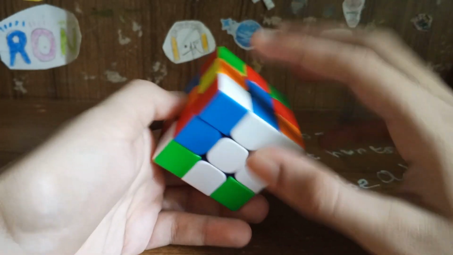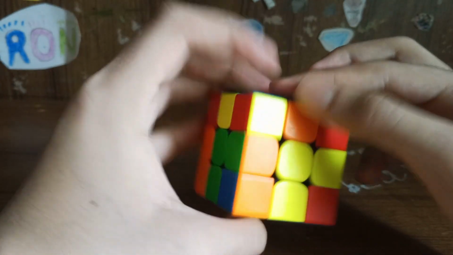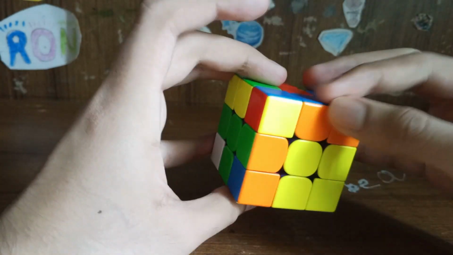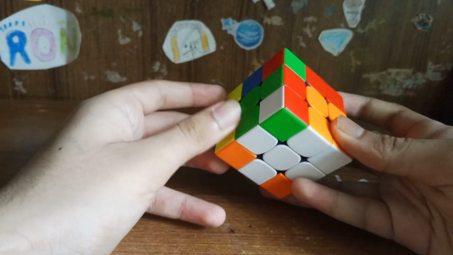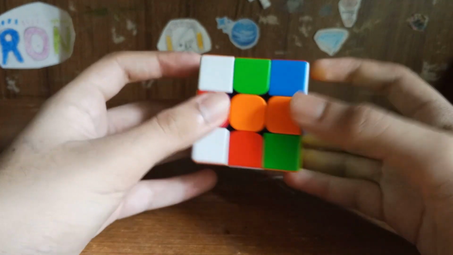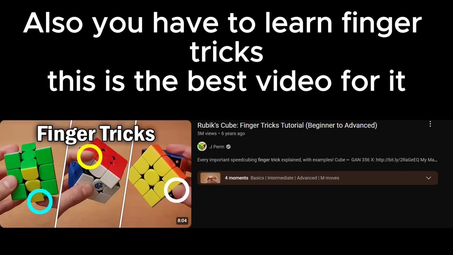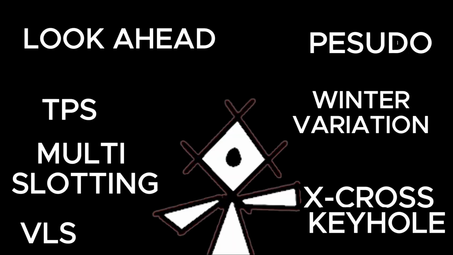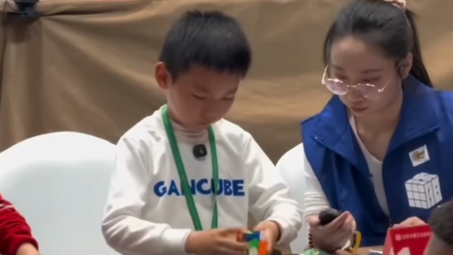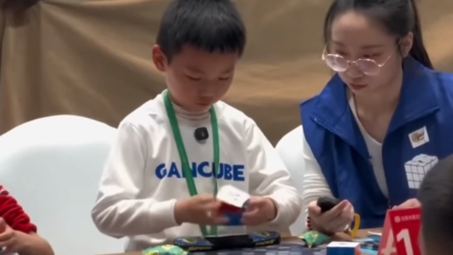There's predicting the first pair, where you predict the cross and the first F2L pair in a section. There's X-cross, where you solve the cross while simultaneously solving an F2L pair. There are so many things that you can learn, I just can't fit them in this video, but the things I mentioned are essential. Okay, let's say you have mastered CFOP, mastered all of the techniques I mentioned and more. You may be considered a world-class cuber with enough practice, and that is how you become a top cuber.